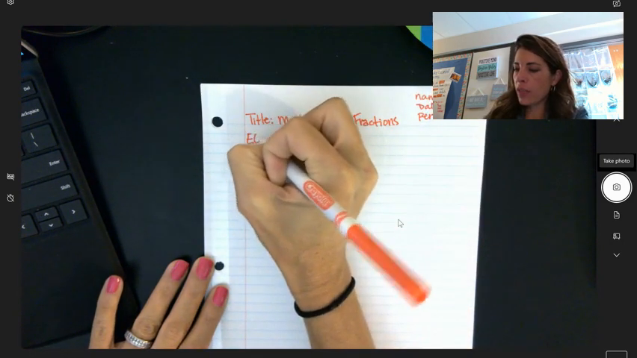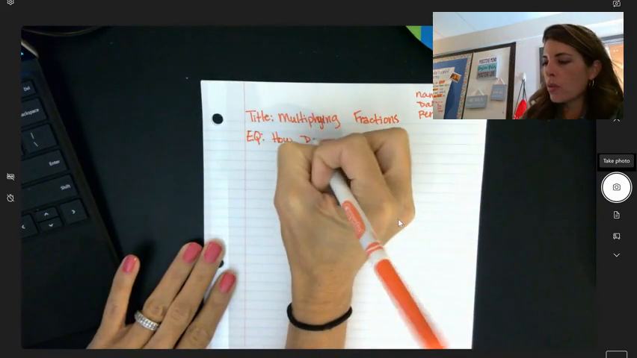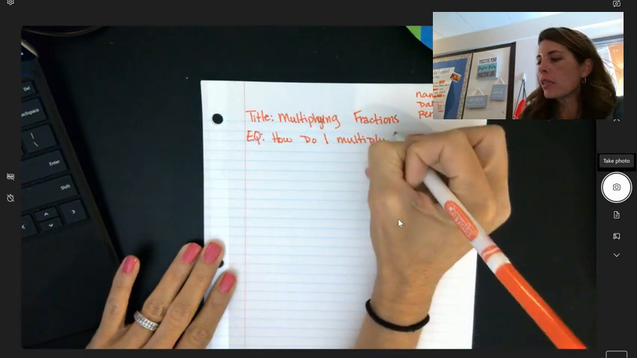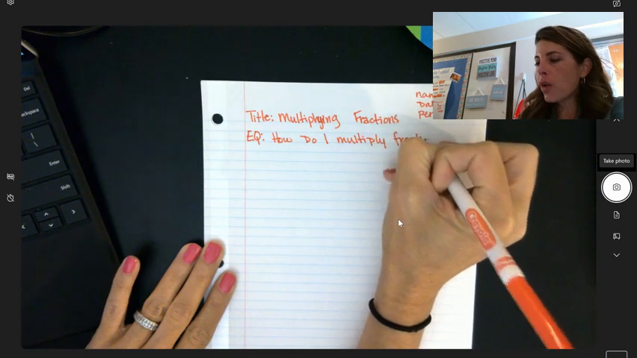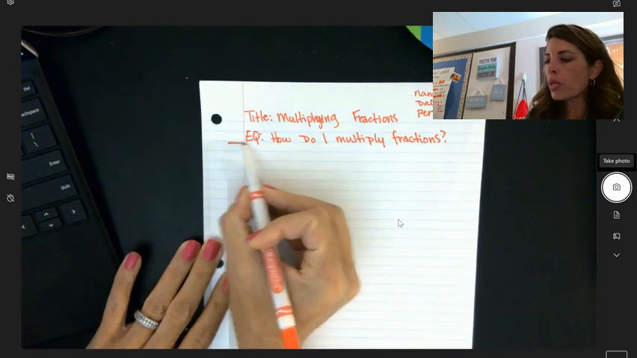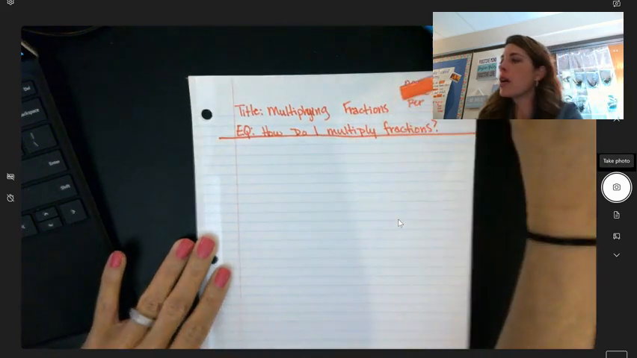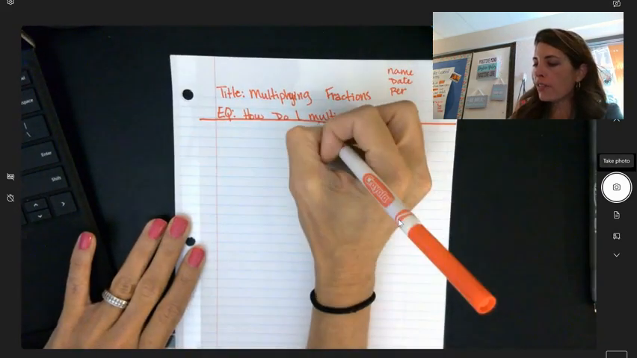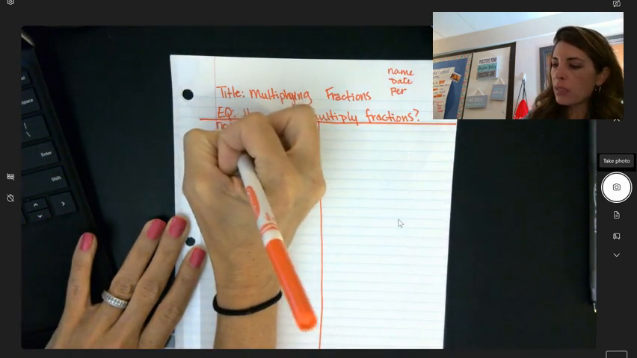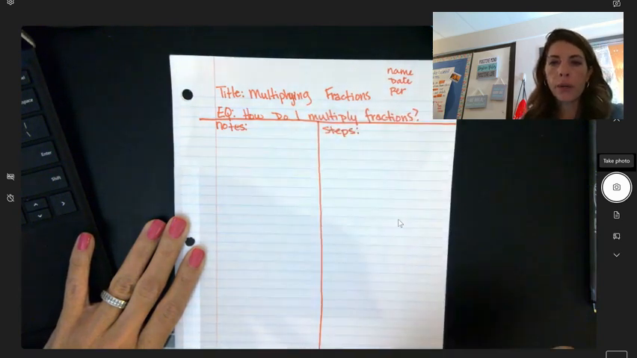And the EQ for today, you're copying this down, is how do I multiply fractions? This is just a practice one. Some of you are like, I already know how to do this, but it's not the point of what we're doing today. What we're doing is practicing 2-column note taking, which we use for math especially. So I have set up my notes. So I have my notes and my steps, and this is all going in my Avid notebook.